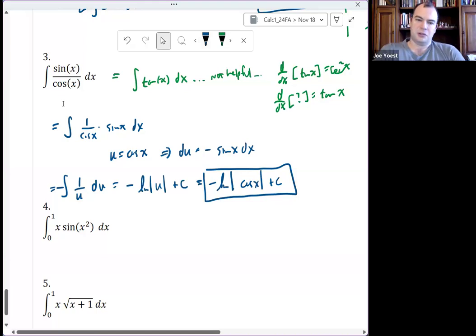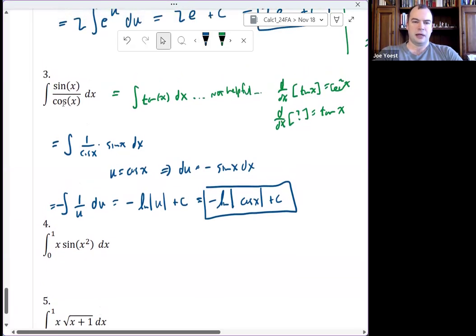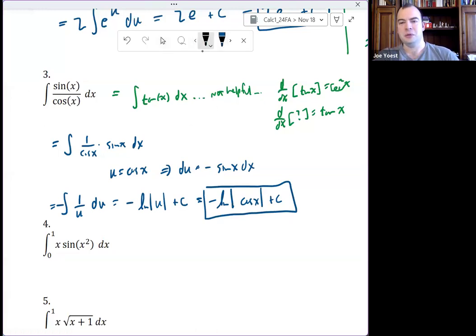Okay, so let's take a look at this one. I think probably our first intuition is to make this integral tan x dx, which I think is a good intuition. We note that that's not helpful though. We need to be really careful here.